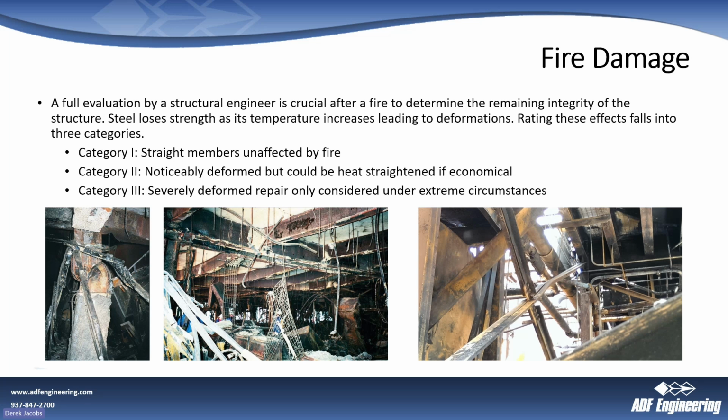We'll put those into 3 categories. One is members that were maybe singed, burnt, have some fire dirty. They're dirty, but are straight and relatively unaffected. Two, some that are partially deformed, but could be heat straightened. This would be more like category 2, this melted brace right here. But then category 3, like this collapsed column, that's obviously severely deformed. It would need to be replaced or rebuilt.